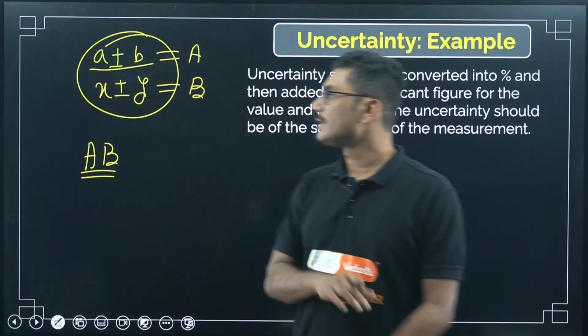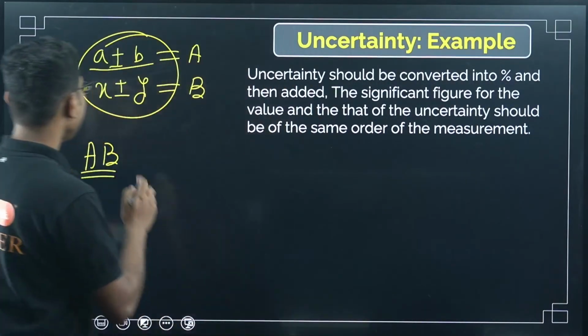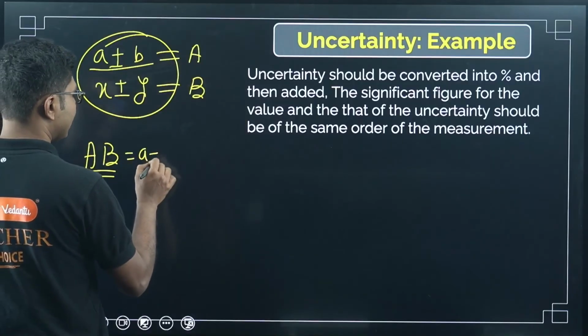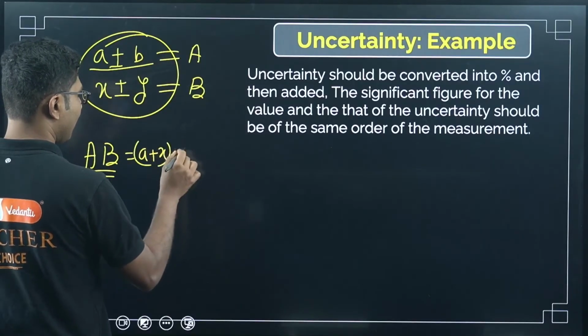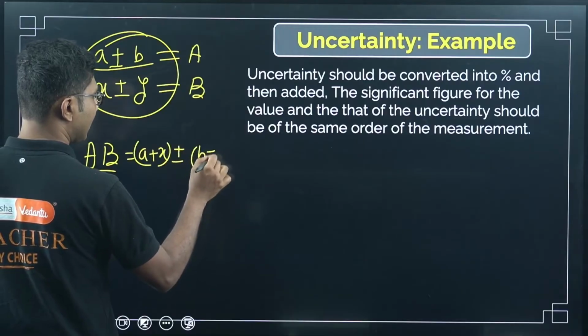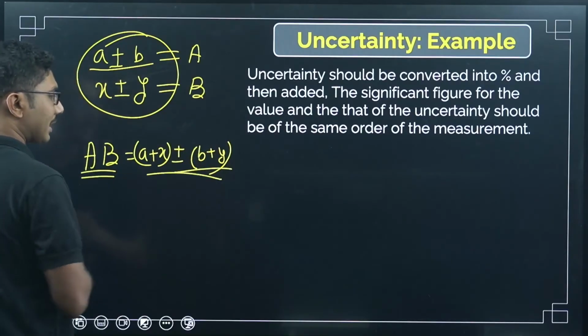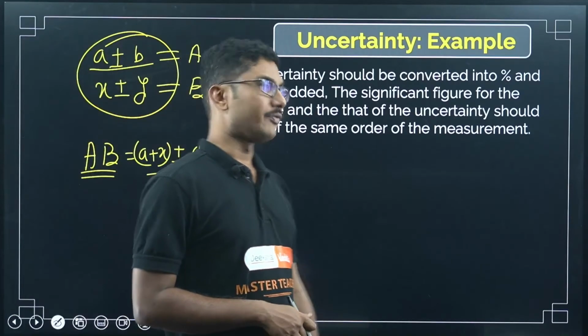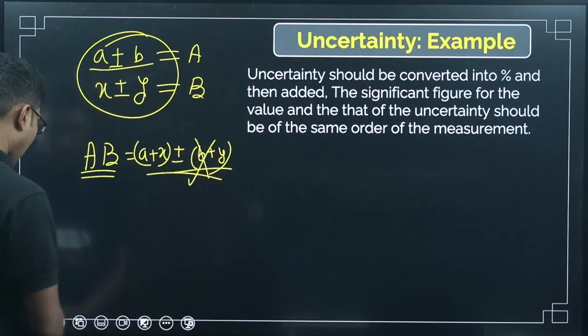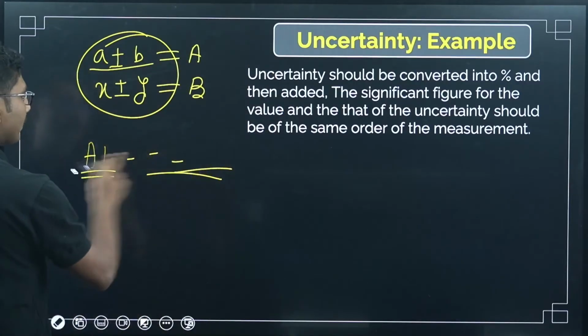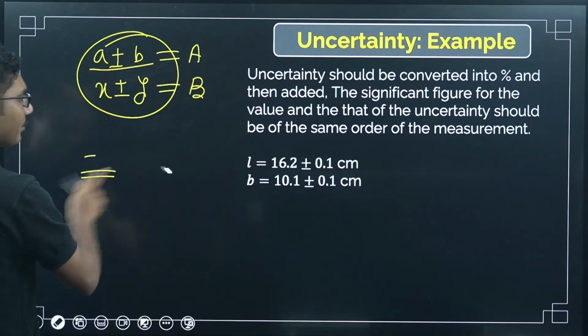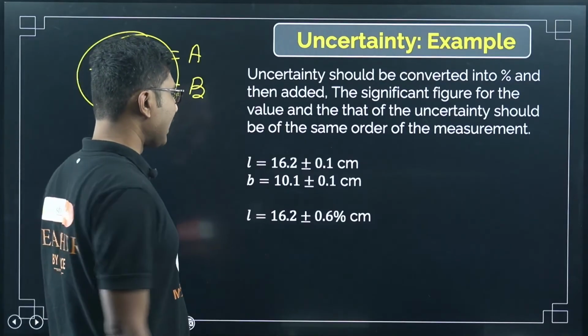In that case, many people simply do this: A plus X plus minus B plus Y. This is not correct. This is not the correct way to solve it. So how can you solve this? First of all, you have to convert each of the errors into percentage.